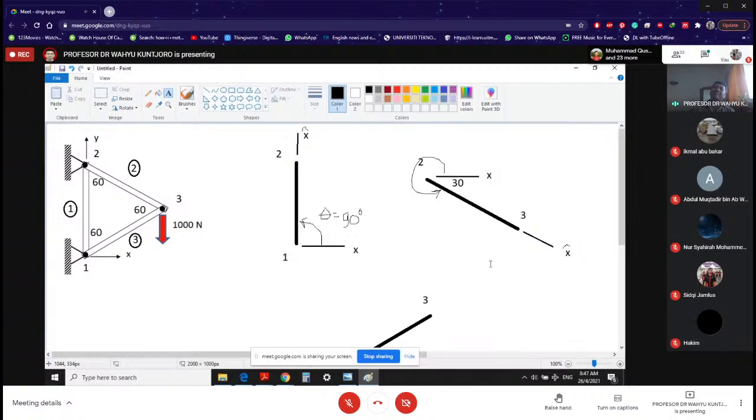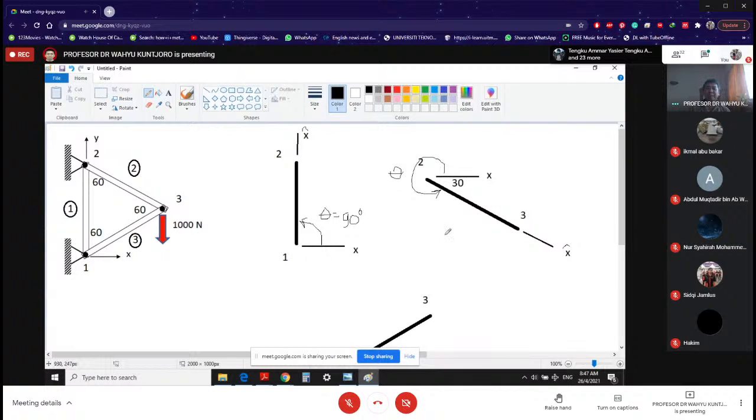Okay, so that is 30. So meaning your theta is going to be from there, right? That's your theta. So theta is going to be 330 degrees. 330 degrees. So that is your theta.